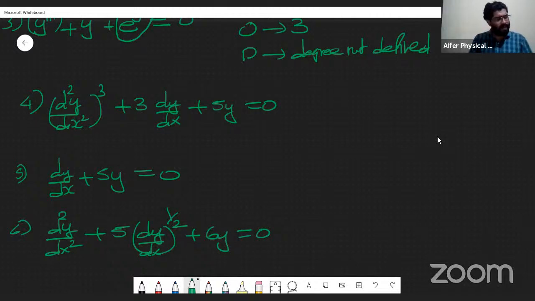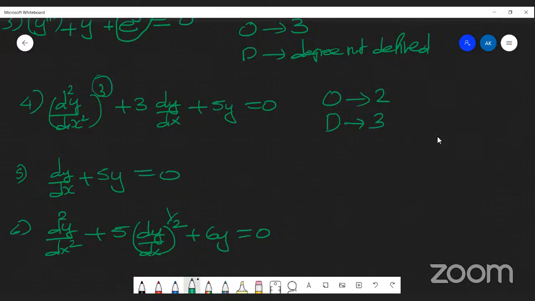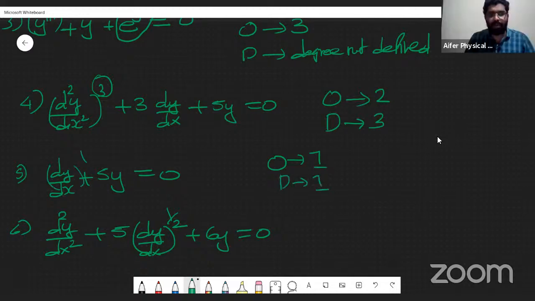Okay, first we can have a look into these three. So this is a very simple one. Order, if you look, the highest order derivative is second order, right? So 2. This is a polynomial in derivative, no problem. So degree is defined. So degree equals the power of the highest order derivative, which is 3. And this is order 1 and degree is of course 1. I hope that is clear.